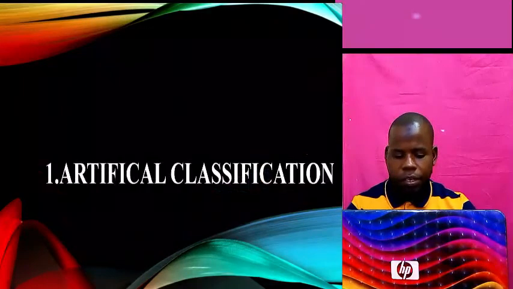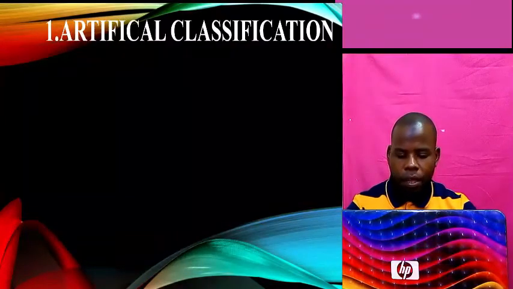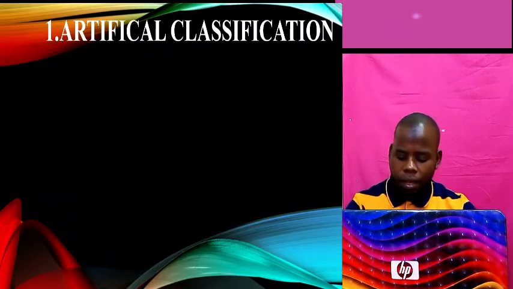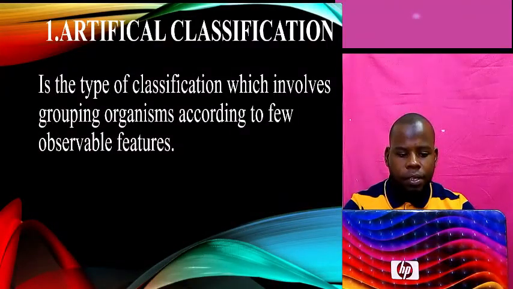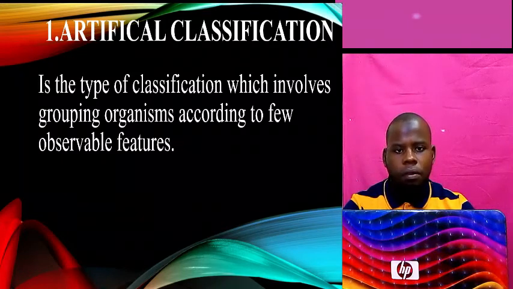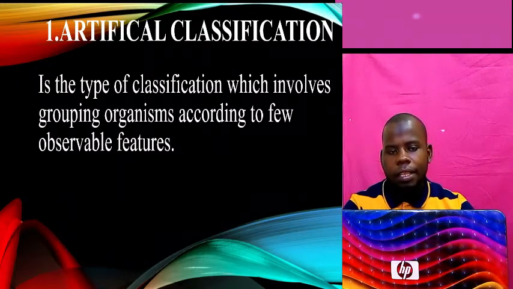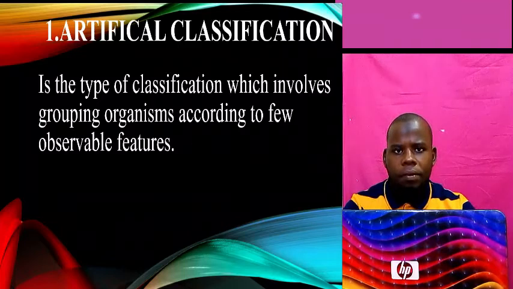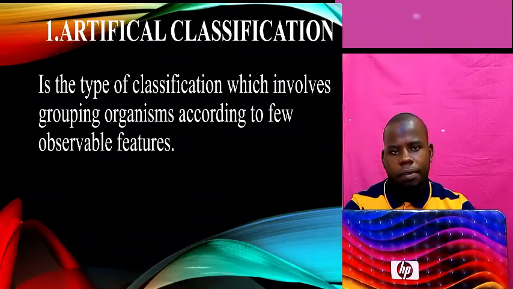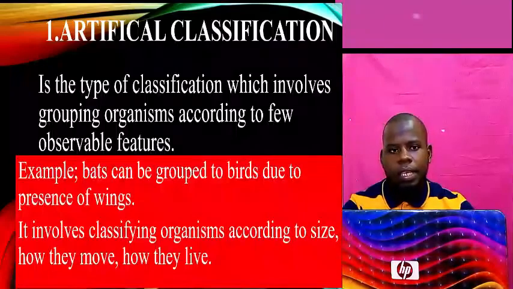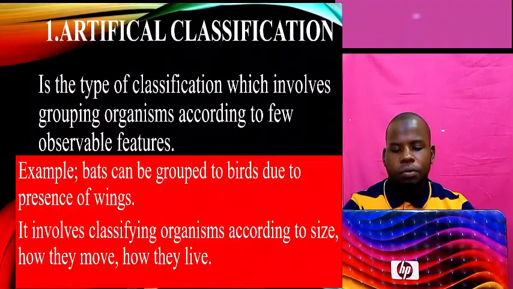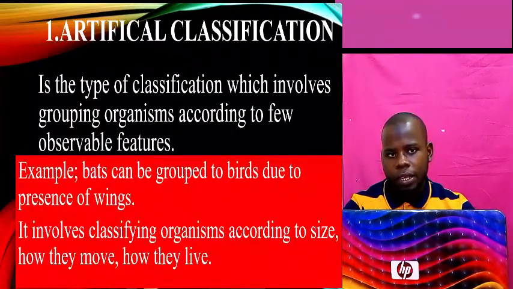Artificial classification is a type of classification in which organisms are grouped according to a few observable features. In this artificial system, we look at few features, or external features only. For example, you can see a bat can be grouped with birds due to the presence of wings.